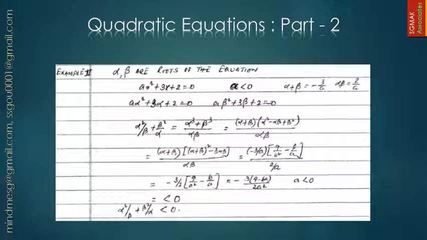So if you just go through the algebra and use the information that alpha plus beta is minus 3 over a and alpha times beta is 2 over a, you get a value of minus 3 times (9 minus 6a) divided by 2a squared. Now a is less than 0, so a squared is positive.